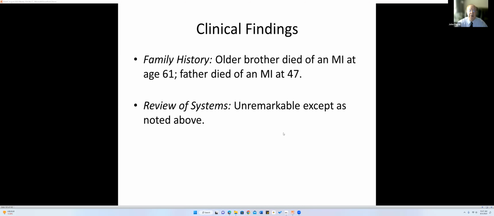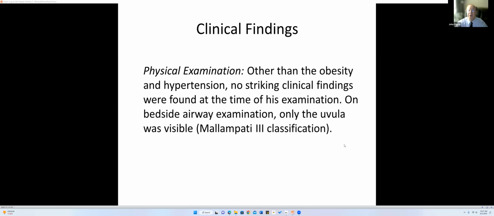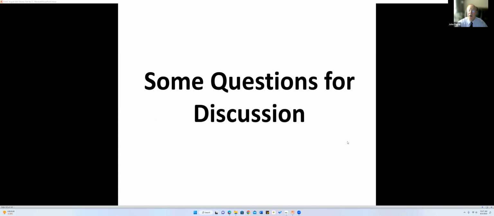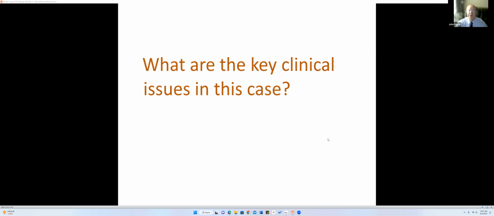Review of systems, unremarkable except as noted above. Physical examination: obesity, hypertension, Mallampati 3 classification, as only the uvula was visible at bedside airway examination. 12-lead electrocardiogram and laboratory investigations are unremarkable. So now that we have this background, what about some questions for discussion? What are the key clinical issues in this case?